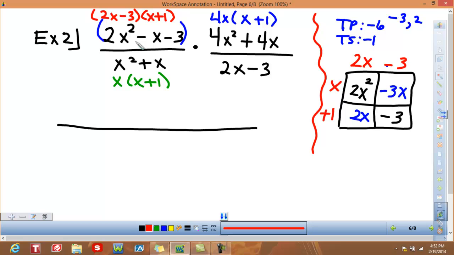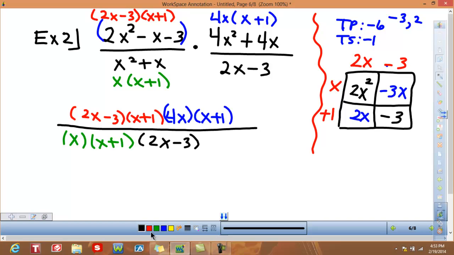Replace our original expressions with their factors. Notice all of these go in parentheses. Now we see if we can cancel anything out. This 2x minus 3 on top reduces with 2x minus 3 on bottom. X plus 1 on top reduces with x plus 1 on bottom. And this x in the denominator will reduce with this x in the numerator. Our answer is what's left, and that is 4 times x plus 1.